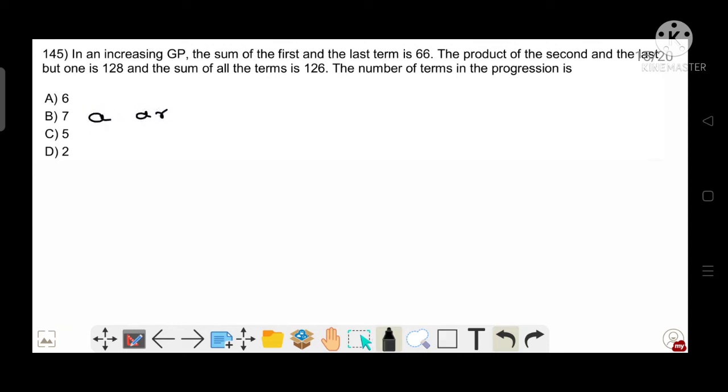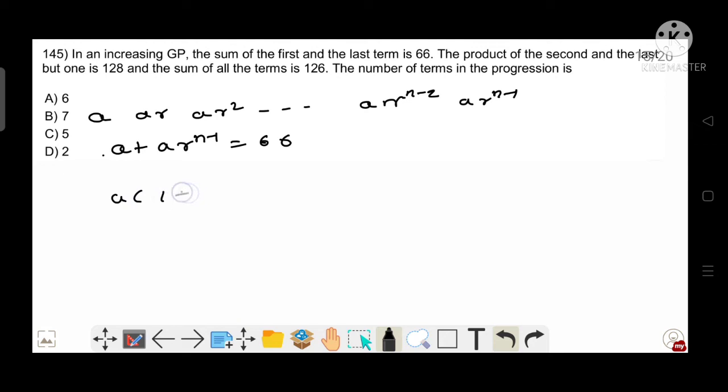First term is a, second term is ar, third term is ar squared, and the nth term is ar to the power n minus 1, with the second last term being ar to the power n minus 2. The sum of the first term and last term is 66. So a plus ar to the power n minus 1 is 66. So a into 1 plus r to the power n minus 1 equal to 66.